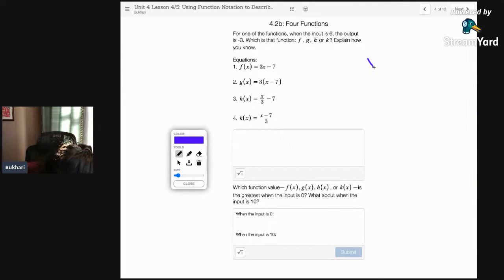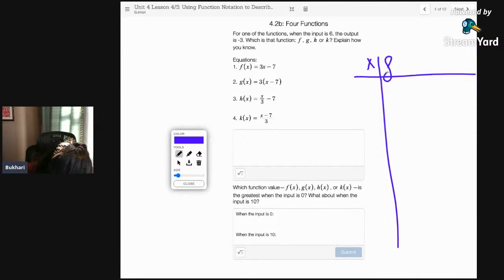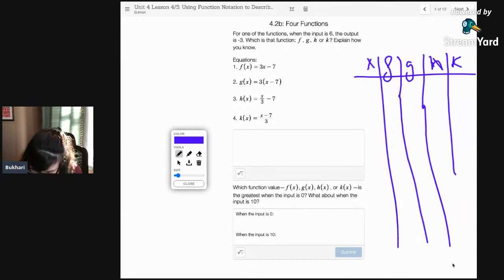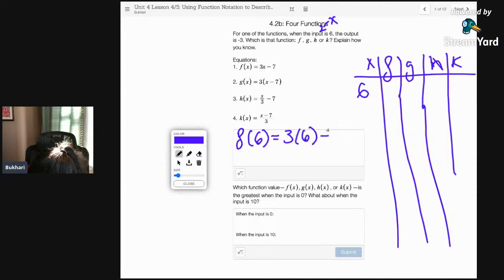Let me write that a little bit neater. If I have my x, I have my f, my g, my h, and I have my k. And so, right, I can have an extended table. If I know my input is 6, what is my output for each of these values? So if I input 6 into my equation, remember, my input represents my x. This gives me f of 6, because I'm substituting that value in for all x's that I see. This gives me 3 times 6 minus 7. 3 times 6 gives me 18. 18 minus 7 gives me 5, right?